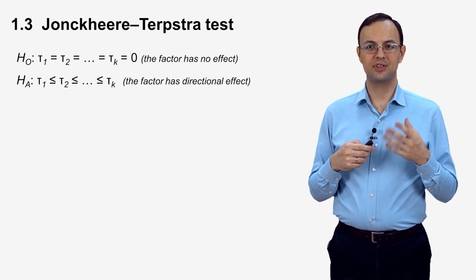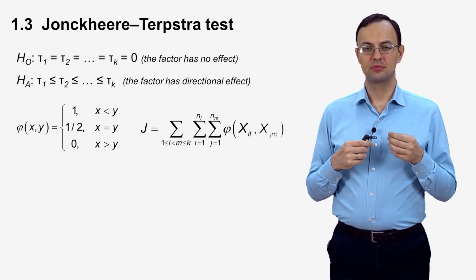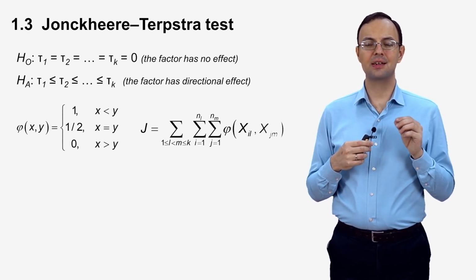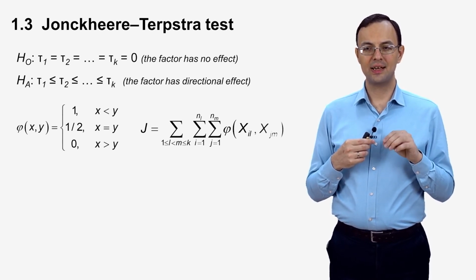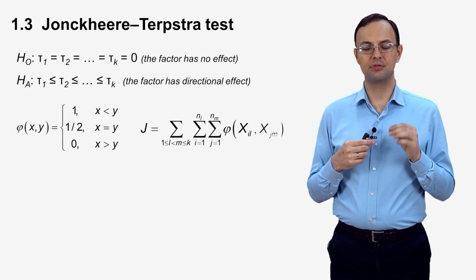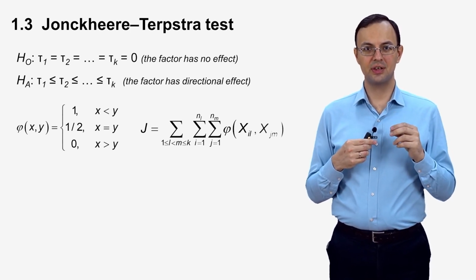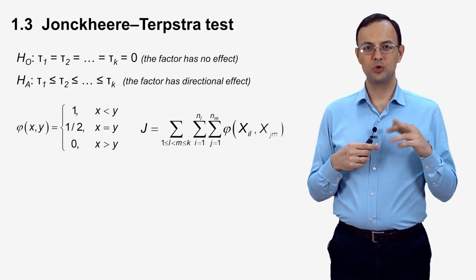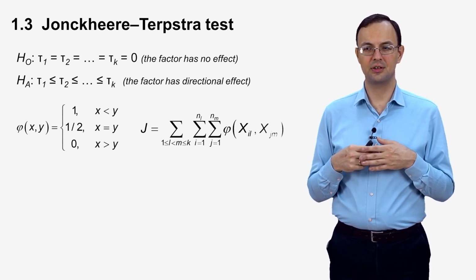So how do we test this hypothesis? We introduce a function to compare two numbers. This phi of x and y is 1 when x is less than y, 1/2 when x and y are equal, and 0 when x is greater than y. So this function compares its arguments and returns either 1, 1/2, or 0, depending on which one is greater, the first argument or the second argument.